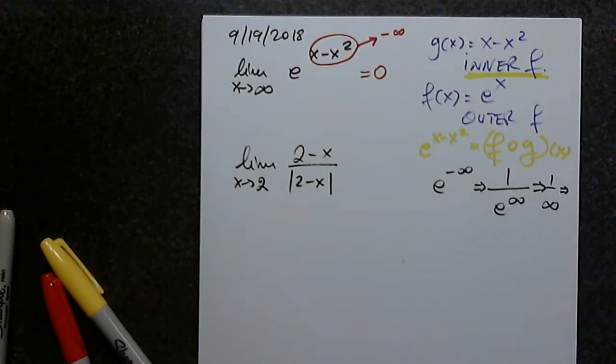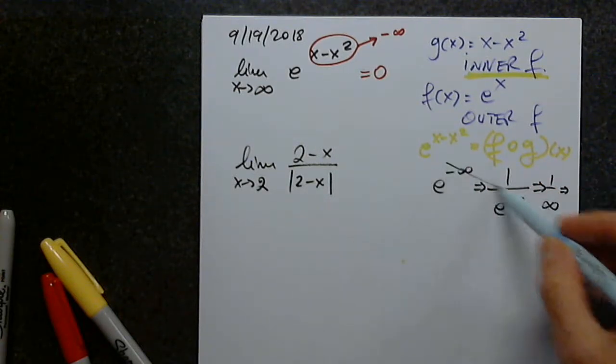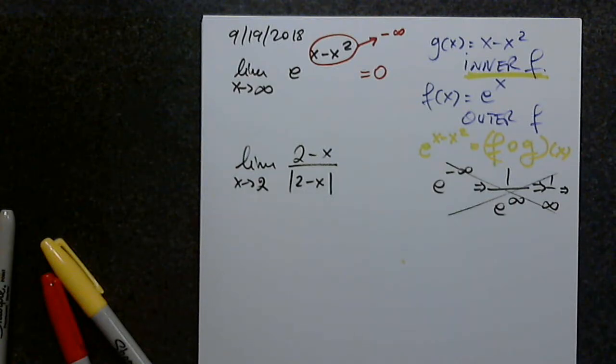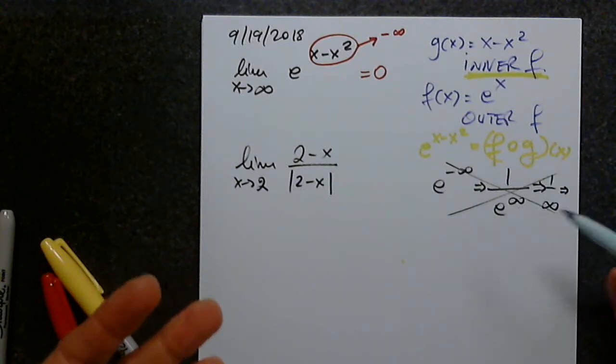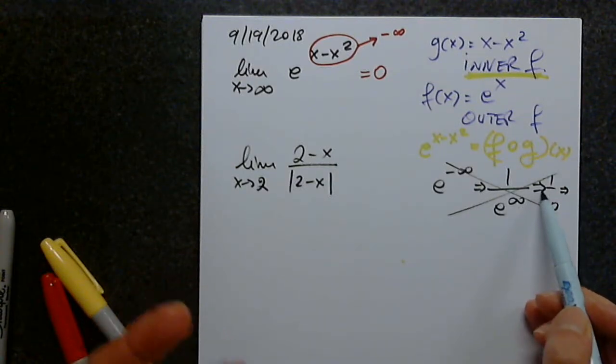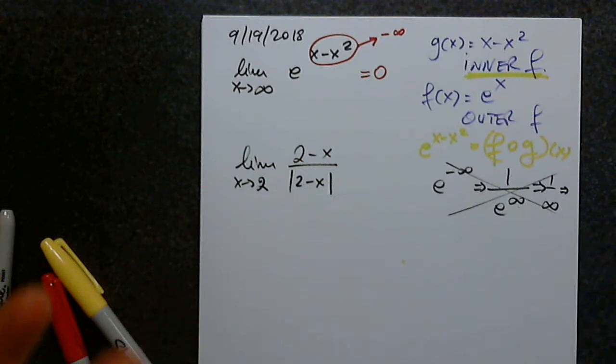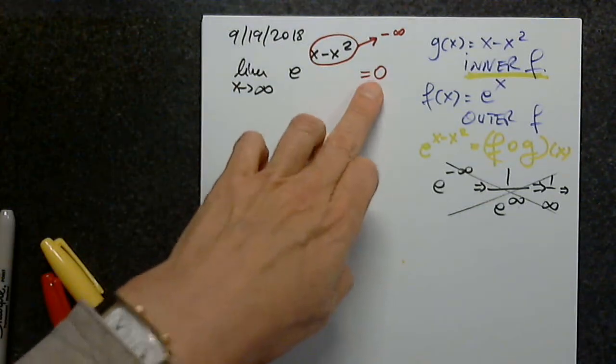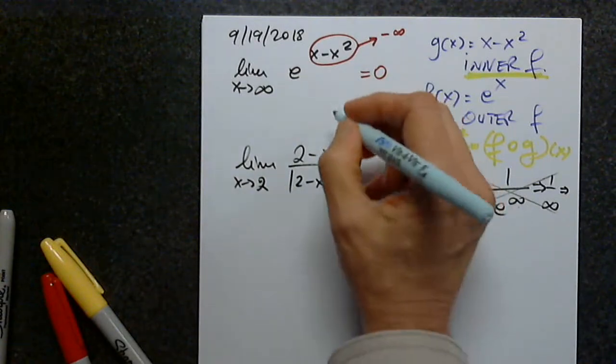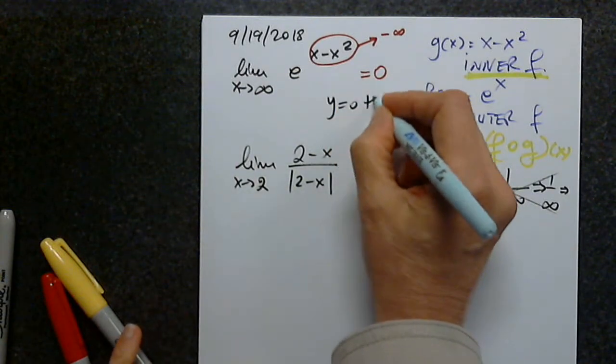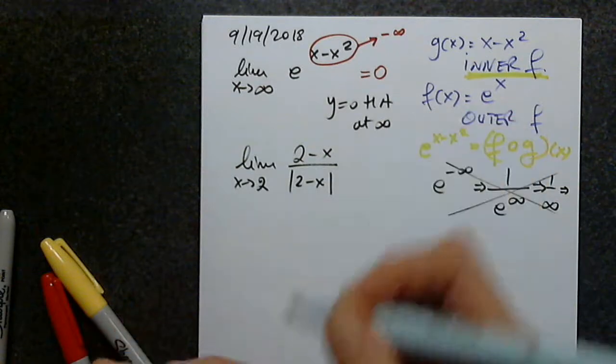So I have to use the limit. This is not mathematically correct because I have to use the limit. So e to negative infinity is 1 over e to infinity. That's okay. But I cannot say that this equals 1 over infinity. But that approaches infinity when x approaches infinity. So that's the reason why eventually we get 0. And I should write here that y equals 0 is a horizontal asymptote at infinity. For sure.